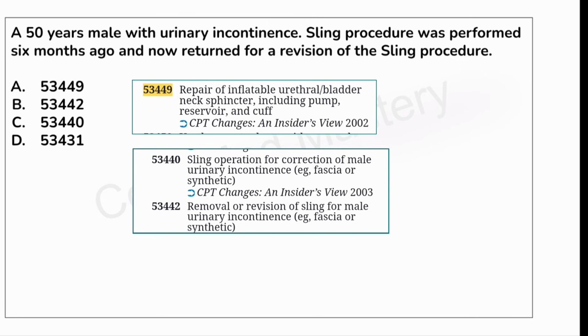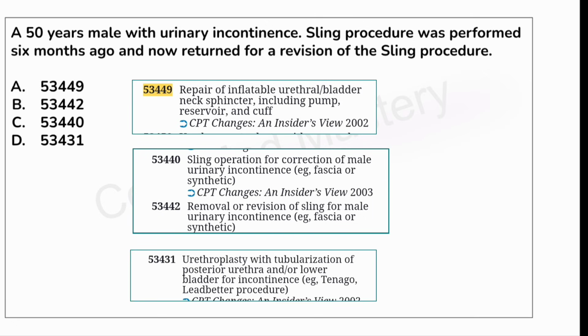And option C, 53440, is for sling operation for correction of male urinary incontinence. And option D, 53431, is for urethroplasty with tubularization of posterior urethra or lower bladder for incontinence.